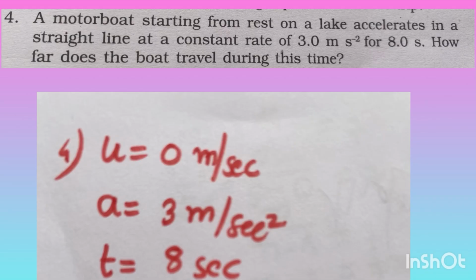Sometimes students may get confused whether this 3 meter per second square is velocity or acceleration. So always remember, acceleration unit is meter per second square. So just see, if it is meter per second square, that means it is acceleration. Speed or velocity is in meter per second. Time is given as 8 seconds and we need to find the distance traveled by the boat.